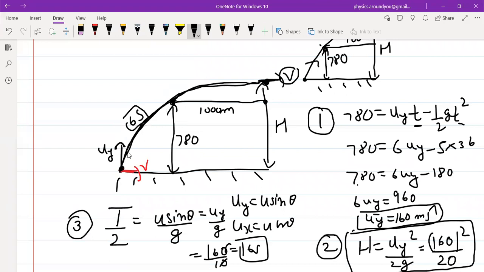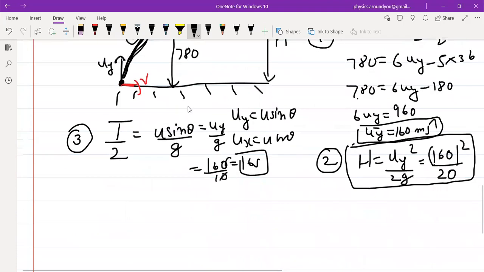6 seconds is already done here. So what should be the time taken by the food package to go in reverse this distance? 16 minus 6, which is 10 seconds. In 10 seconds, the food package travels 1,000 meters horizontally.